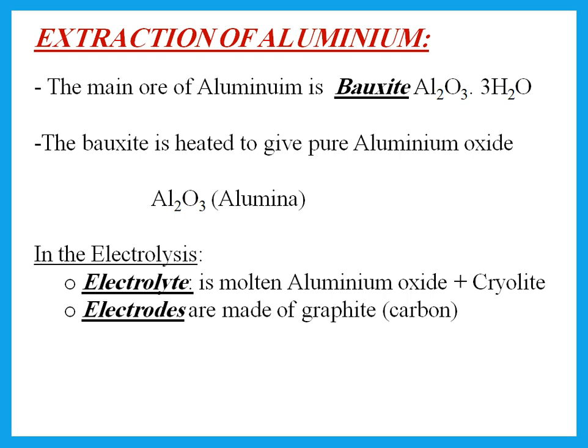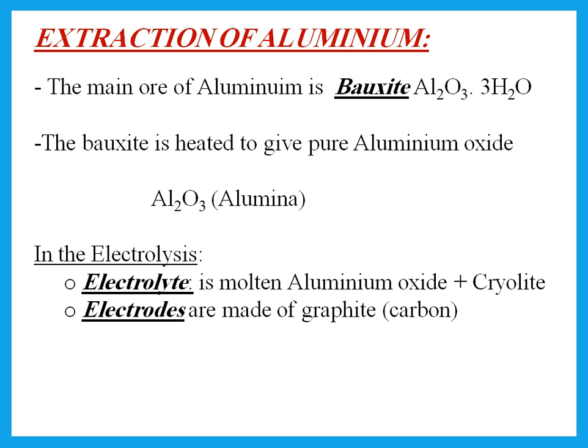If we're trying to extract aluminium, now you should know first of all what is the ore of aluminium. The ore of aluminium is bauxite. What is bauxite? It's aluminium oxide with 3 water, so it's hydrated aluminium oxide. The first thing we do is heat it so we get pure aluminium oxide, which is sometimes referred to as alumina. Now, which method are we going to use for extraction of aluminium? You have to remember, aluminium is more reactive than carbon, so you cannot obtain it by reduction with carbon. So we have to do electrolysis.